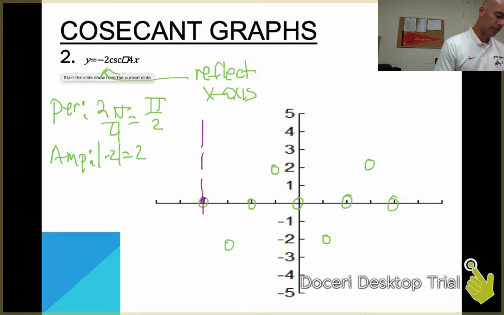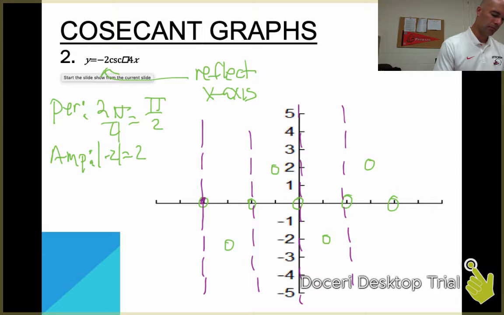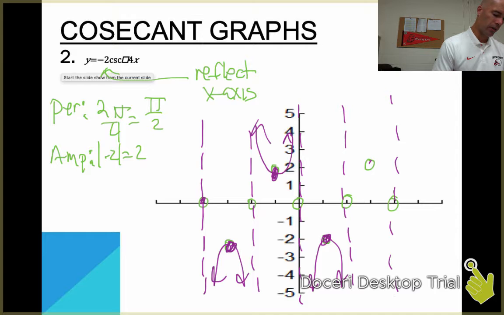So right here would be an asymptote, asymptote, asymptote, asymptote, asymptote. And then I'm going to have a point right here, that's going to go down. I have a point right here, that's going to go up. And have a point right here, that will go down. Have a point right here, that will go up.